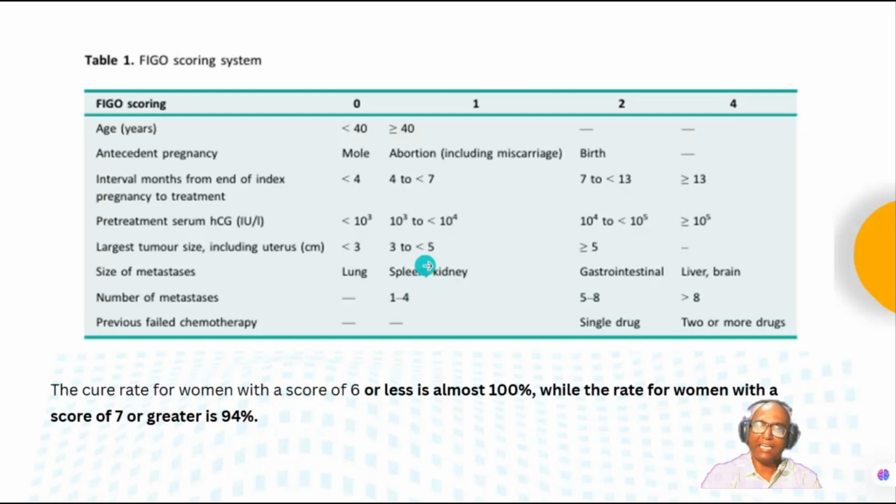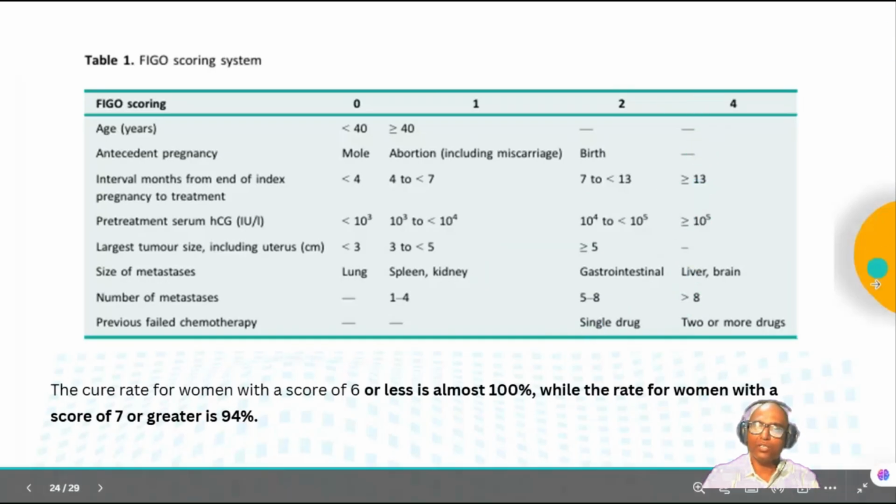The mets, spleen and kidney mets will have a score of 1. Number of mets from 1 to 4 will carry the score 1. If the mets are 5 to 8, the score is 2, and if the mets are more than 8, the score is 4. So this you have to remember, and you have to calculate the score. The cure rate for women with a score of 6 or less is 100%, while the rate for women with a score of 7 or greater is 94%.